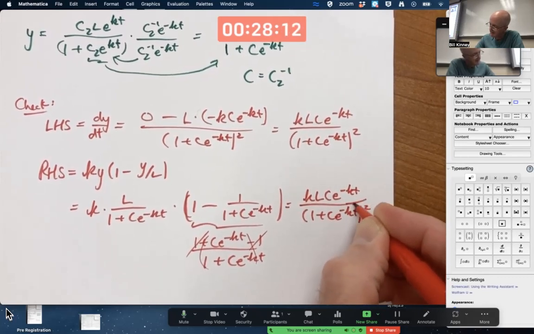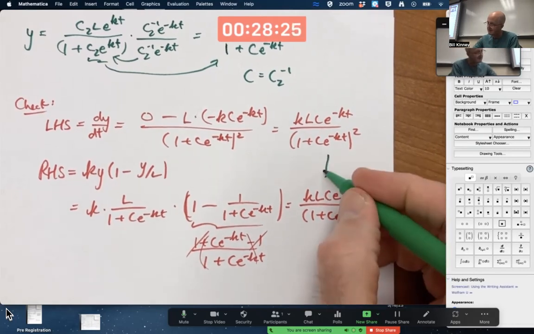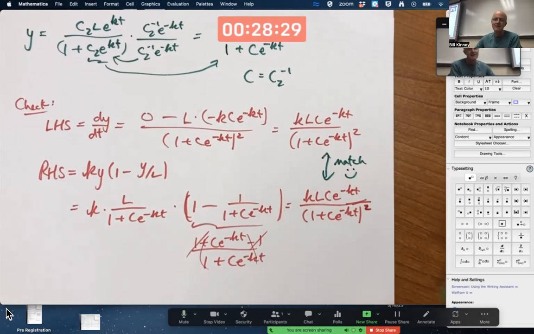I'd be scared that I was going to make a mistake in this, except I've done this example so many times in many classes over the years that I'm pretty confident I can do it without a mistake. So we have a match. We are happy. It does solve the differential equation.